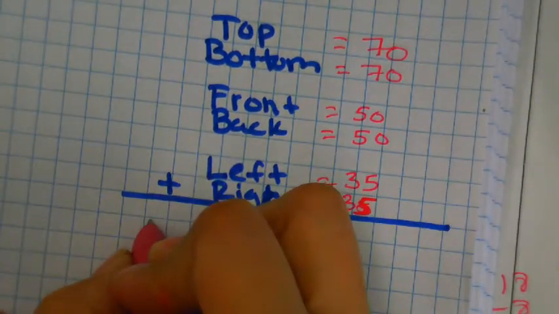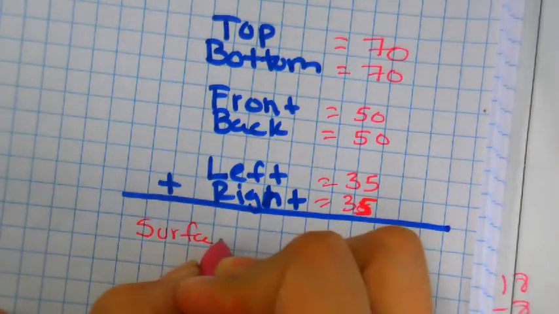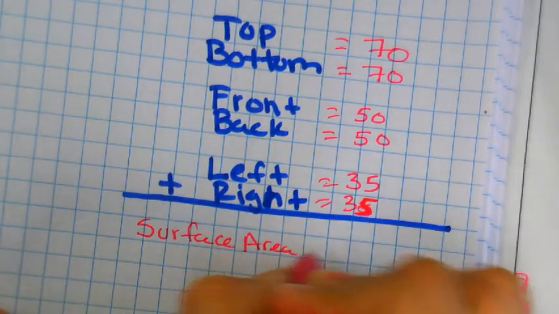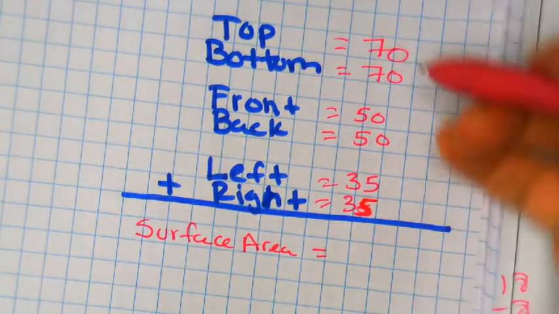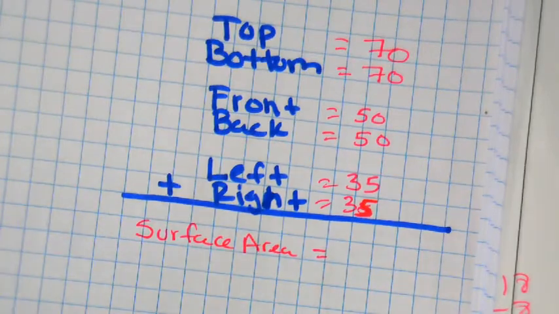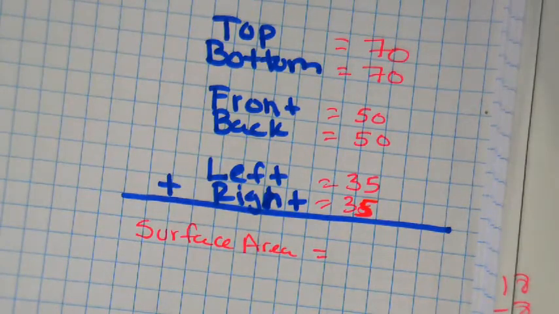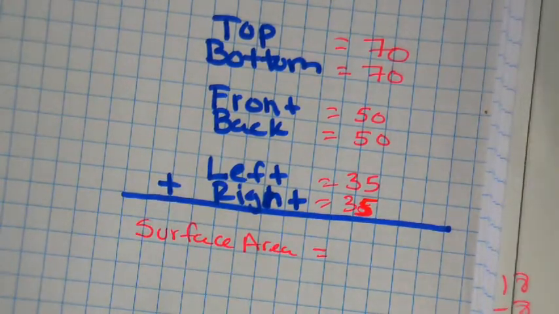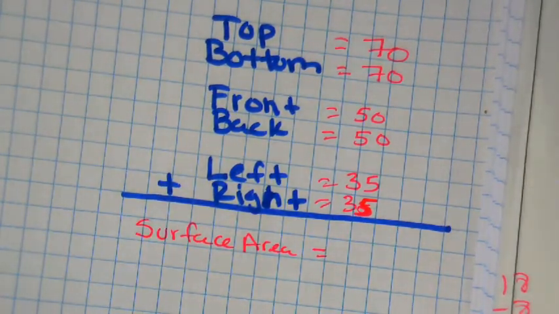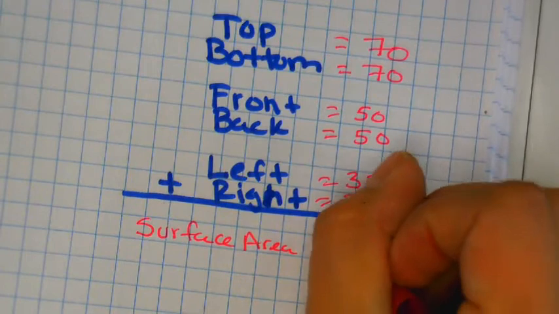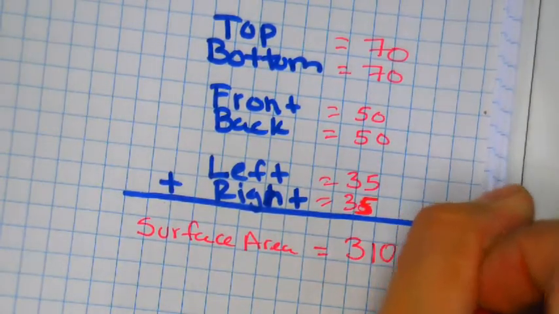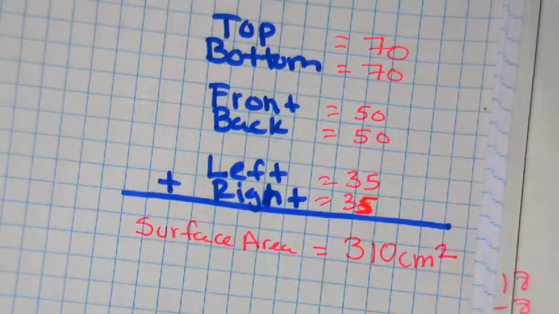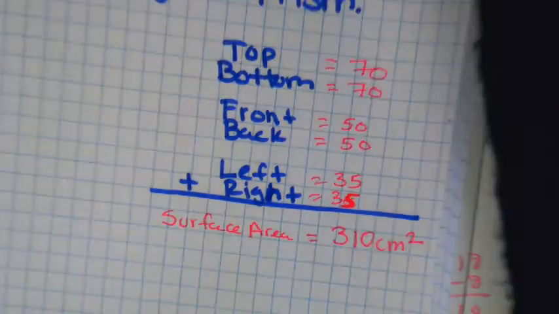Surface area equals, add up all of this, and what do we get? 310 centimeters squared. Why is it squared? Because we're talking about area. And every time area is mentioned, we've got to square it. Okay, are we okay? Yes.